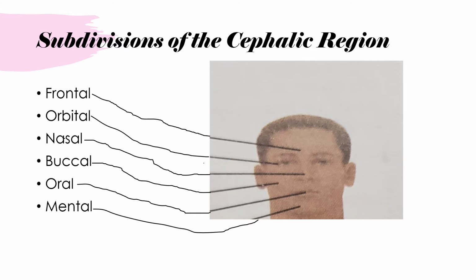Subdivisions of the cephalic region include the frontal, which is here, the orbital, which is here, the nasal, that includes the nose, the buccal, which is the cheek, the oral, which is the mouth, and the mental, which includes the chin.